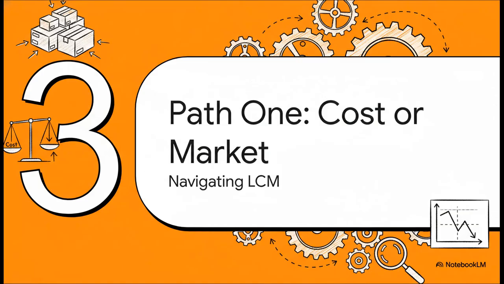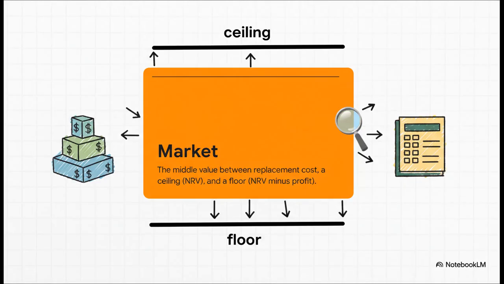All right, let's tackle path number one, the more complicated one. Lower of cost or market, or LCM. This is the one for companies using LIFO. Now this one has a few moving parts, so stick with me here as we break it all down. So the first thing you need to know is that the word market here is a little bit tricky. It doesn't just mean what would it cost to replace this thing today. No, instead, you should think of it as a specific target value that's actually squeezed between a ceiling, which is the highest it can be, and a floor, which is the lowest it can be.